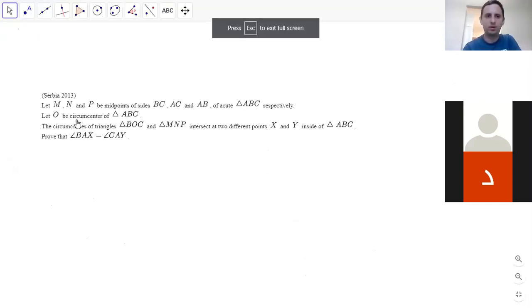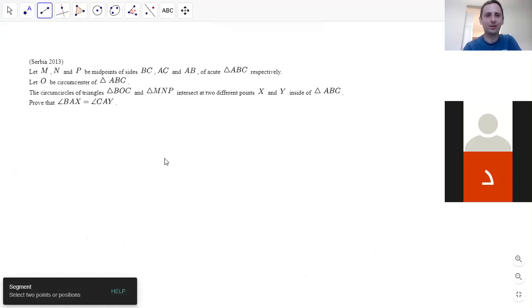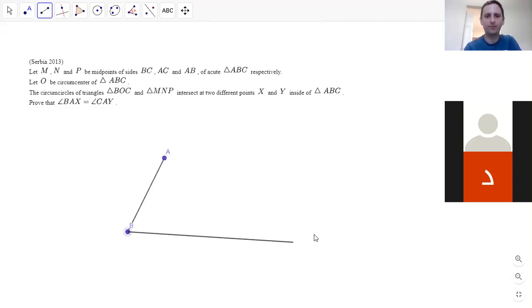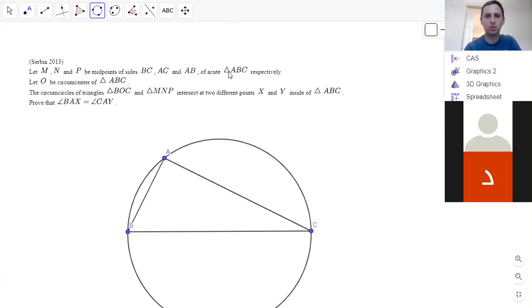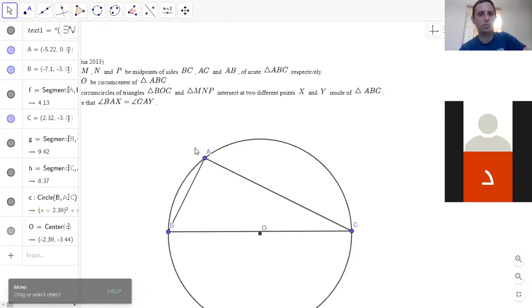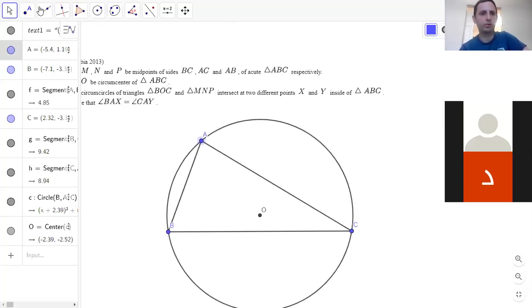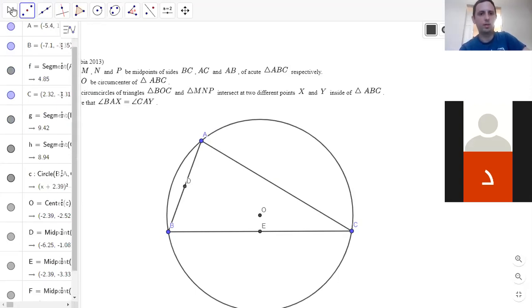All right. I feel like this is another isogonal problem. Let's see. We have a triangle ABC, and first I'm going to draw the circumcenter O. So O is the center of the circumcircle. And now I'm going to draw what looks like the 9-point circle. So draw a bunch of midpoints, and I'll name them M, N, and P.